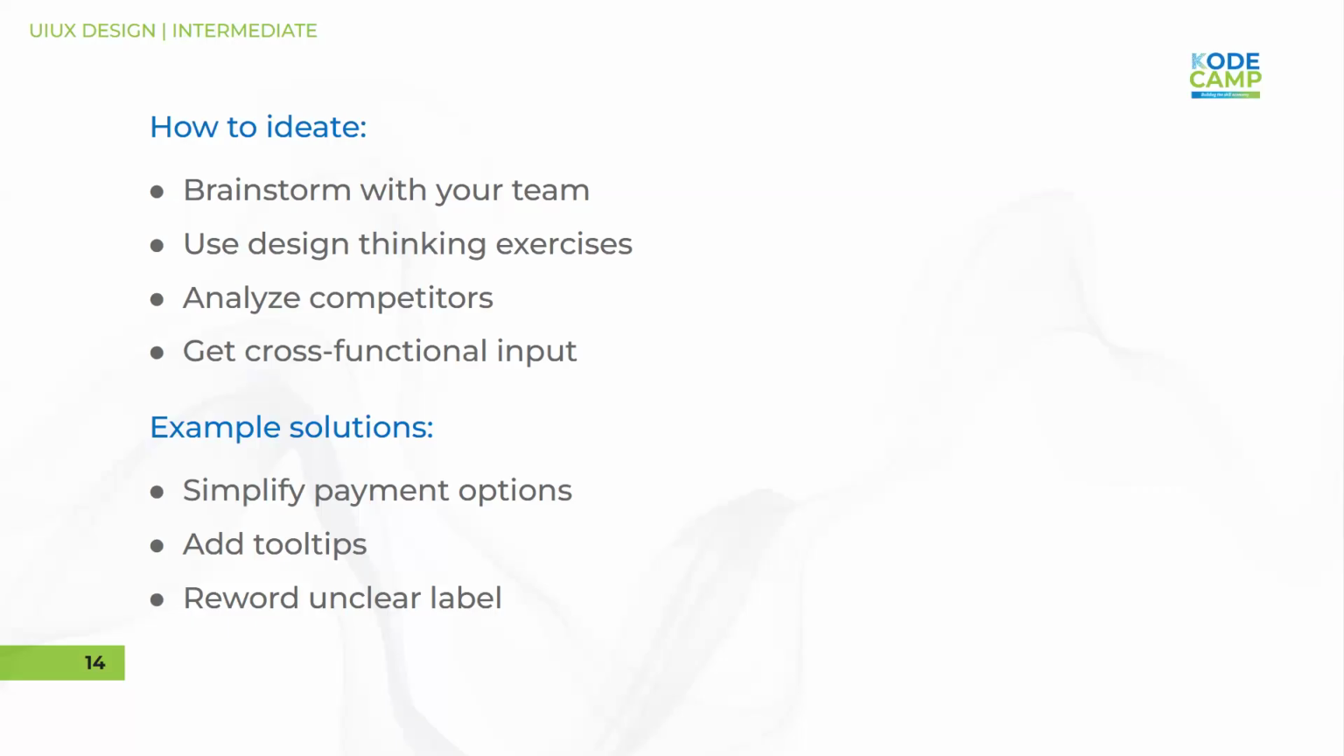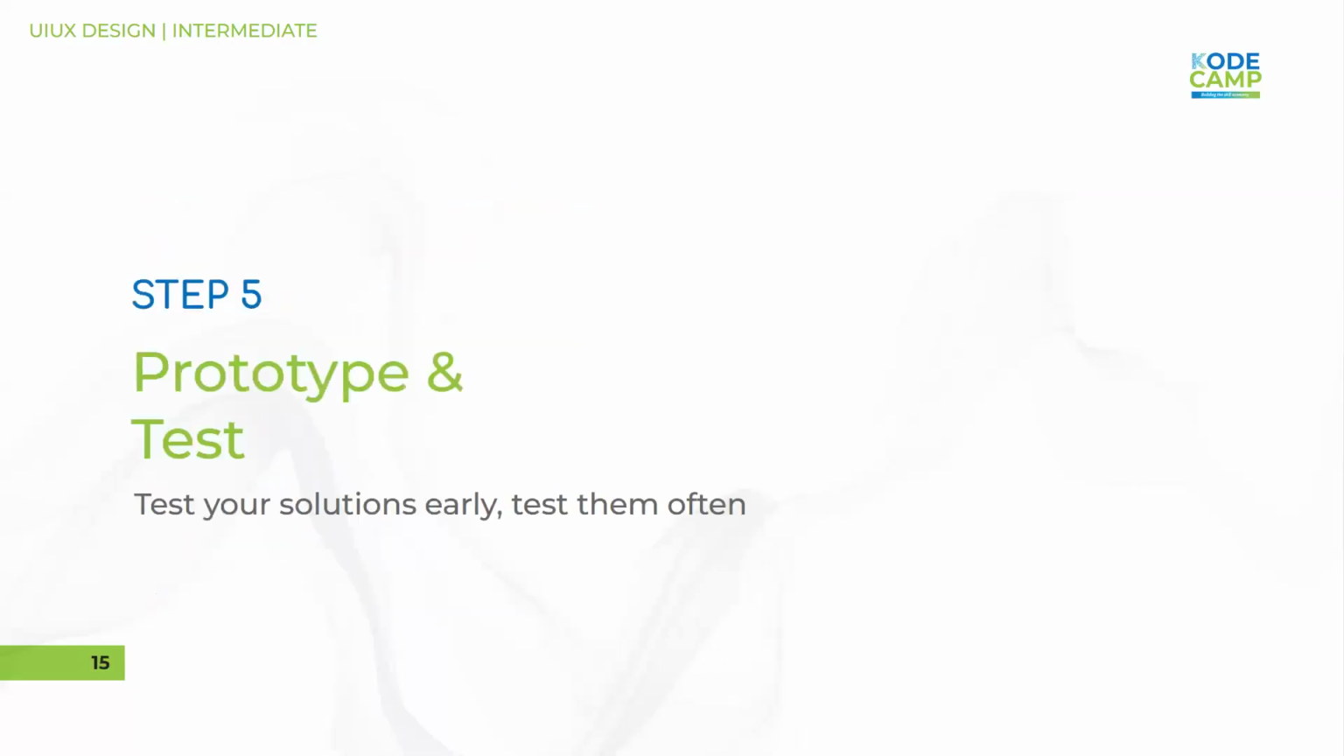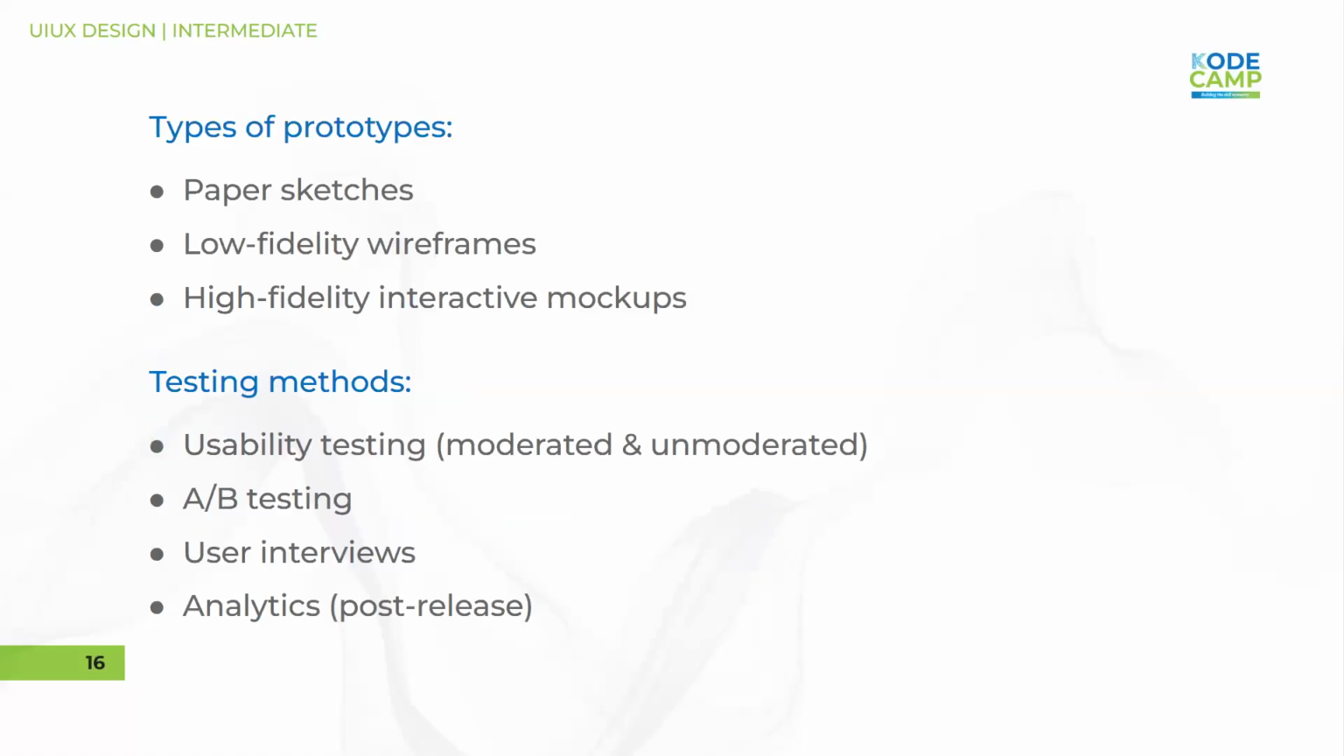Now, what is the fifth step of this process? So we have prototype and test. You need to test your solution early and also test more often. Don't just wait until you've had the idea and gone through the whole design process. Test your solution early so that you can see where the faults are and then resolve them. So we have types of prototypes. The types of prototypes can be paper sketches, low fidelity wireframes, high fidelity wireframes, or interactive mockups.